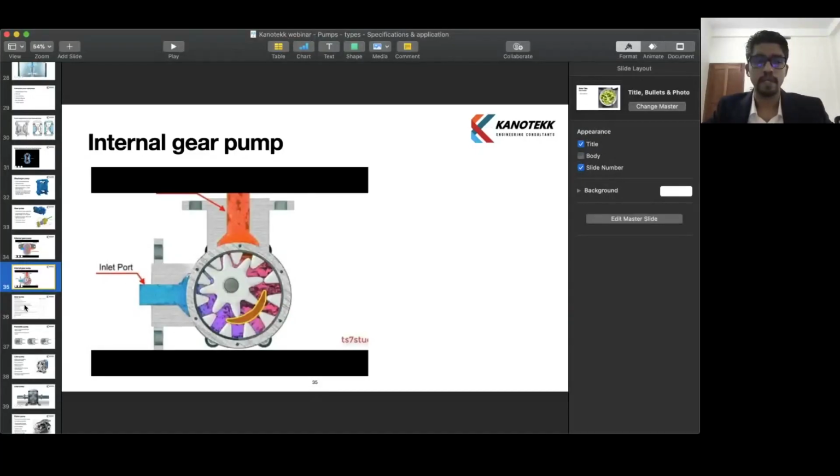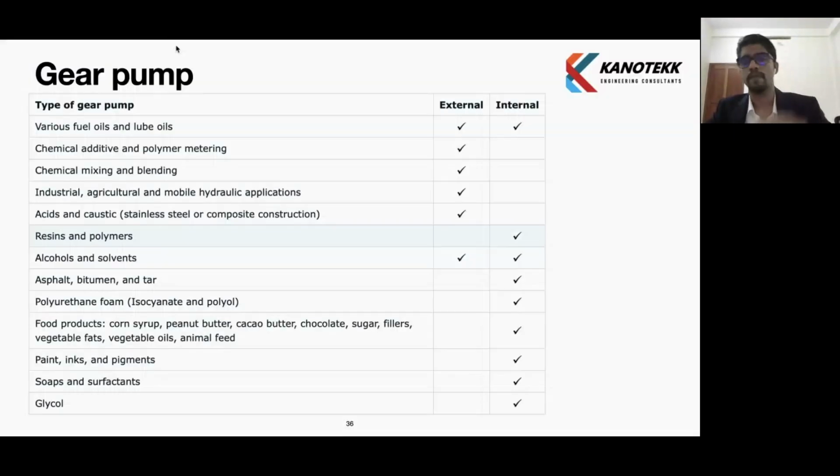Okay, so that was about the difference of gear pumps. We can see various applications of fluids here. For fuel oil and lube oil, we can use both types, external or internal. Similarly, for alcohol solvents, we can use both types. But for chemical mixing and chemical additives, like acids and caustic, we use external gear pumps only. And for paints, soaps, glycol, and food products mainly, we use the internal type. So that is a different application based on different fluids where gear pumps come into use.